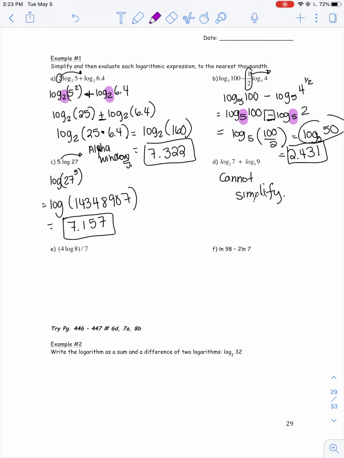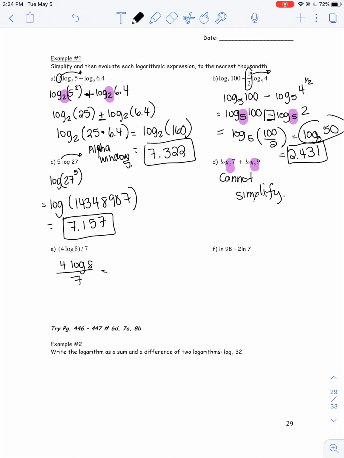These ones I cannot simplify. The reason being the 2 and the 5, the bases are not the same. If the bases are not the same, I cannot use the product or the quotient rule.